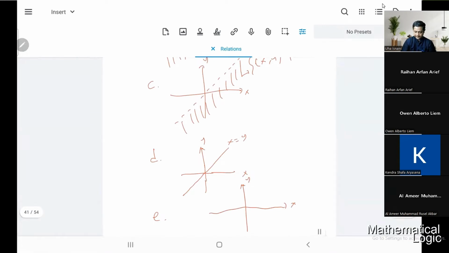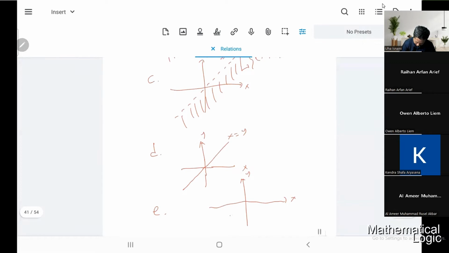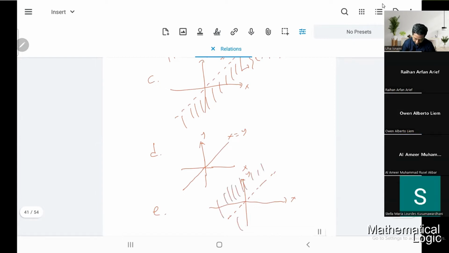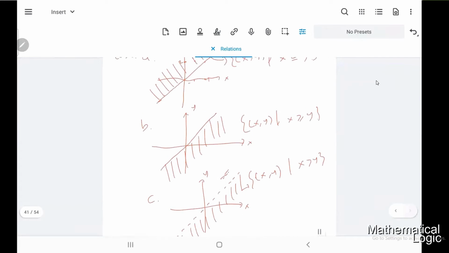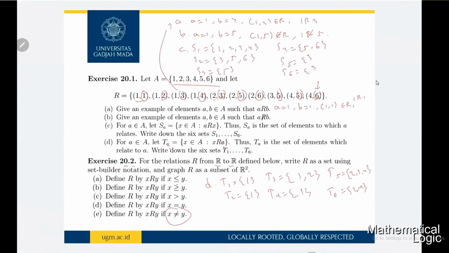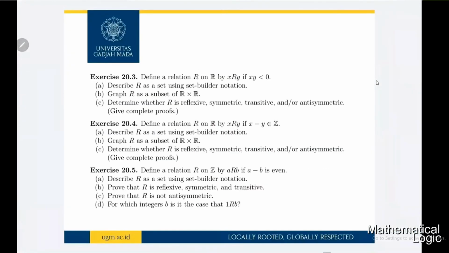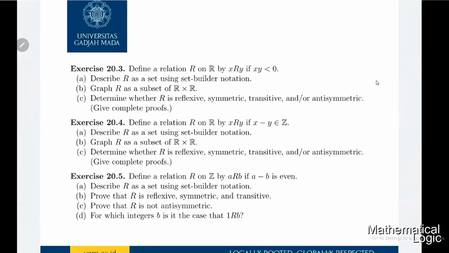Above and below the line. Above and, yeah, okay, above and below. So why can't I draw it here? So we use the dashed line, and then we shade everything above and below the line. So that's very good. Okay, so that's for 20.1 and 20.2. Maybe we can go to the next one, 20.3.